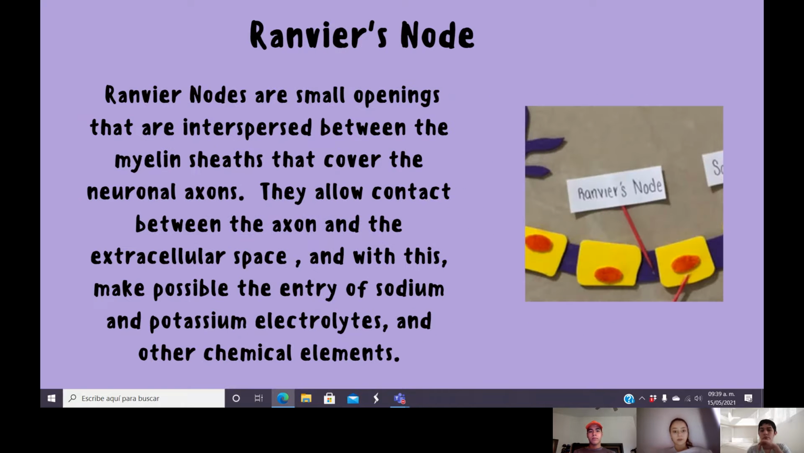Then we have the nodes of Ranvier. Ranvier nodes are small openings that are interspersed between the myelin sheaths that cover the neuronal axons. They allow contact between the axon and the extracellular space, and with this make possible the entry of sodium and potassium electrolytes and other chemical elements.